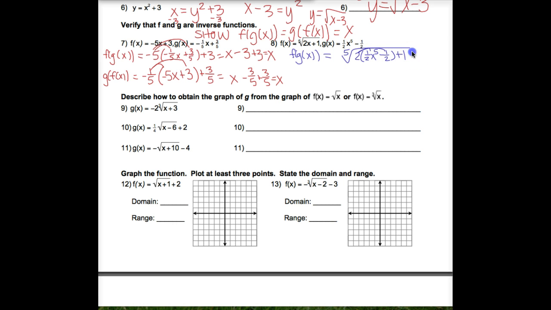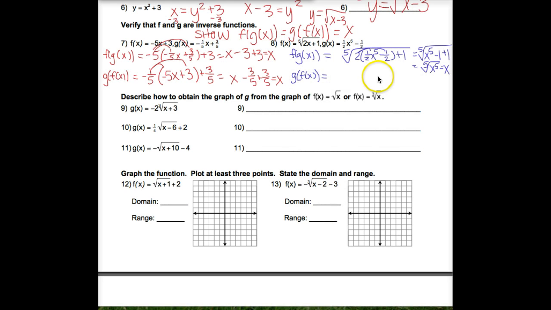2 times 1/2 is just 1, so I've got x to the 5th. Then I've got 2 times 1/2 is negative 1, and then plus 1. Now, negative 1 plus 1, those cancel, so I've just got 5th root of x to the 5th, which is then x. You have to have all the steps. You can't cross out multiple things in one step.